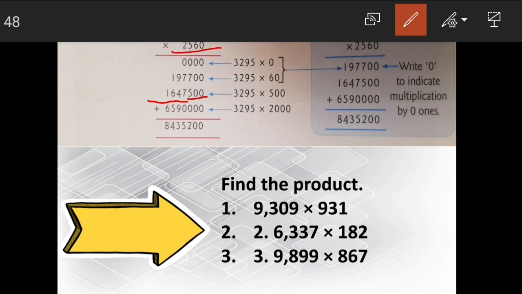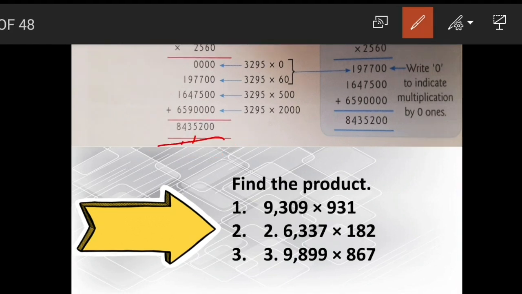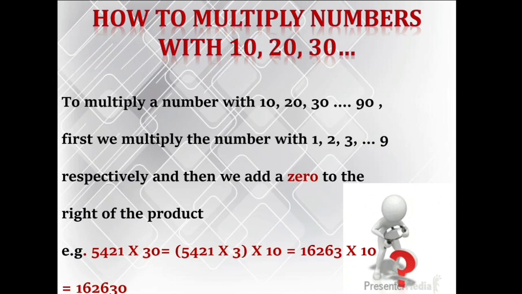And finally the last number is 2. So we will multiply 2 with 3295, we get 6590, and because 2000 has 3 zeros we will add 3 zeros in the end. And finally we get our answer after adding all the numbers, that is 84,35,200. Some questions are given below which you have to do in your notebook. Follow the procedure we just now discussed and try to solve these.